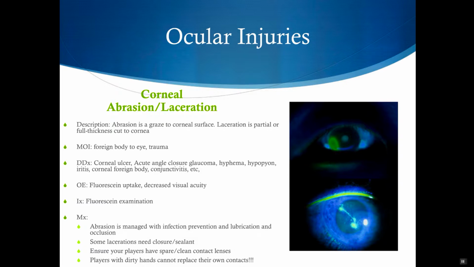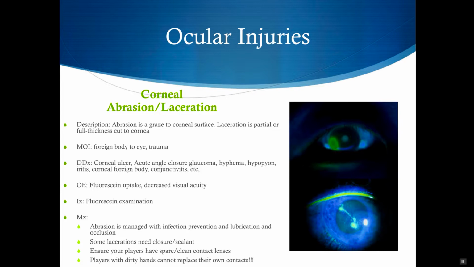Differential diagnosis: you can have a corneal ulcer, generally secondary to contact lens use, acute angle closure glaucoma, hyphema, hypopyon, iritis, corneal foreign bodies, and conjunctivitis. From an examination perspective, you have fluorescein, which, when you're using blue light, will fluoresce green. It highlights the defect to make it very easy to see on examination.